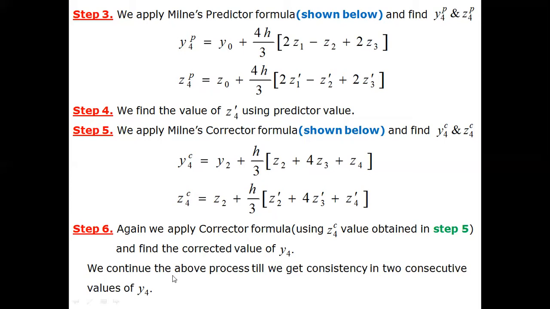If you apply it two times, definitely the root will repeat. So once the root repeats, you can stop the process and conclude the answer for the problem. That will be the final solution of your initial value problem, I mean the second order ordinary differential equation given to you, by Milne's predictor corrector method. This is how we can solve a problem of second order ODE using Milne's predictor corrector formula.